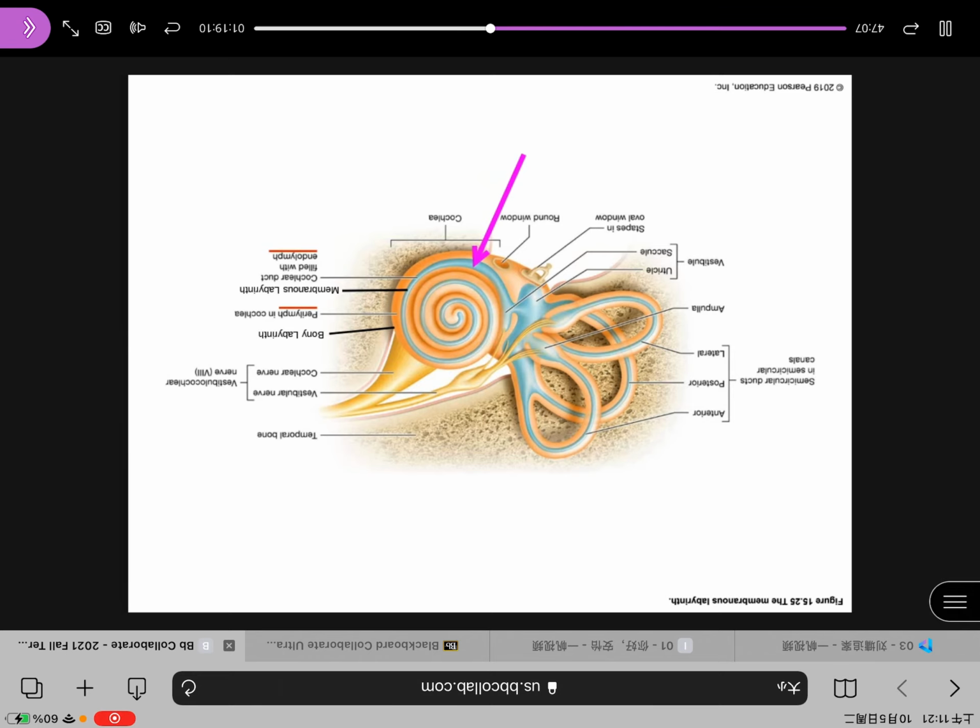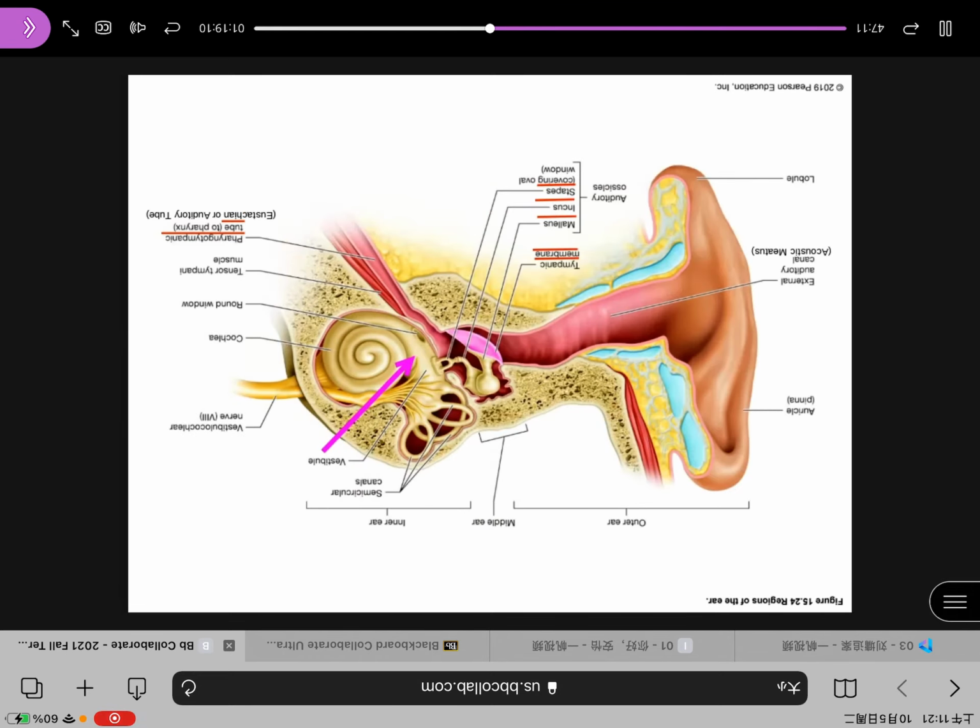Let me turn off my camera now. One of the layers of the inner ear with a model, like for instance, like this. And if they point here, name this layer of this part of the ear, that will be bony labyrinth. Or they can ask, name the fluid inside.